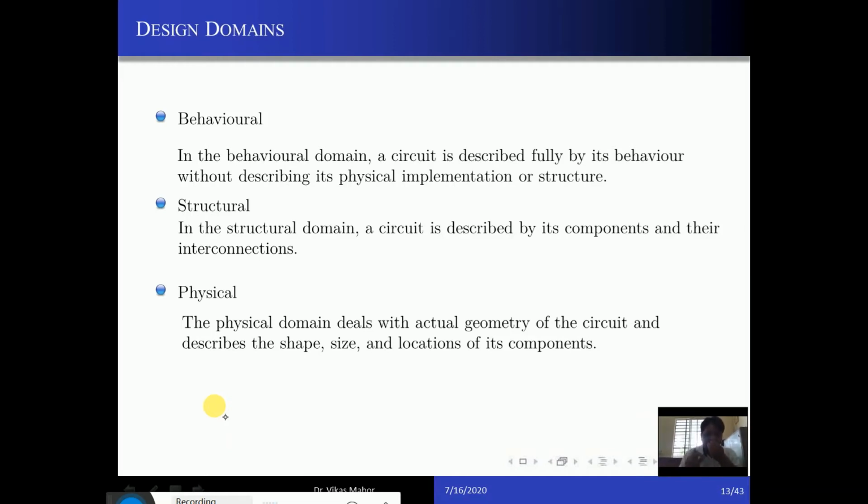Fine. And in the physical domain, you are actually giving the physical size of this IC. What is the size of the IC? What is the geometry of that IC? Whether it will be a rectangular size or a square size, and within that size, how many transistors will be placed where. That is physical. So the structural domain and physical domain almost look similar, but when we study, we'll understand the difference between the structural and physical domain.